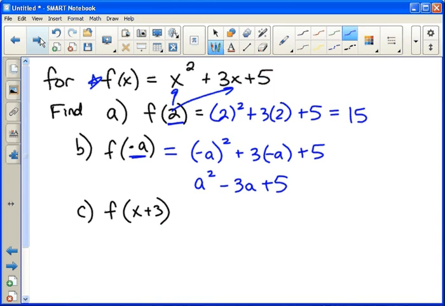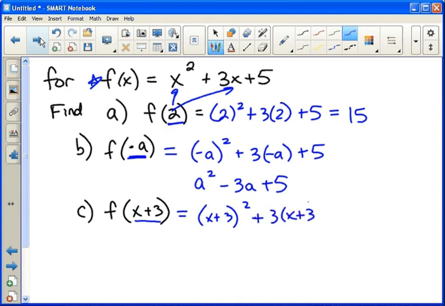Okay, last one with this function. So we're still dealing with x squared plus 3x plus 5. We look at what's inside the parentheses, and we plug it in for x. So we replace x with x plus 3. Okay, so first, (x plus 3) squared.